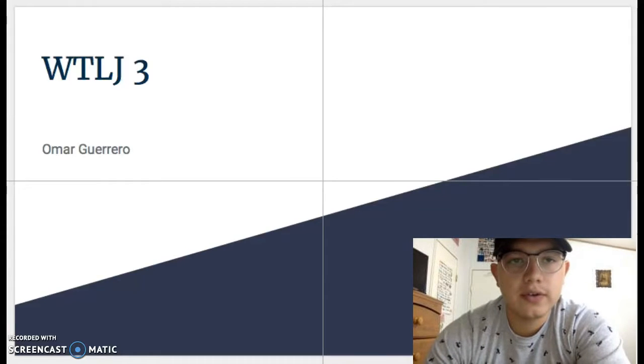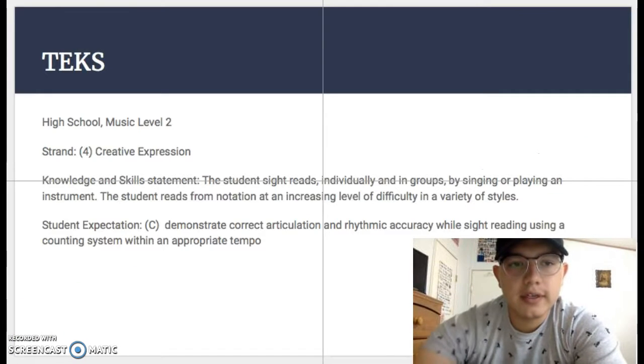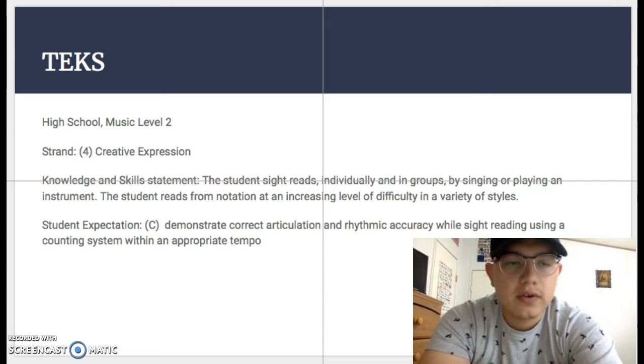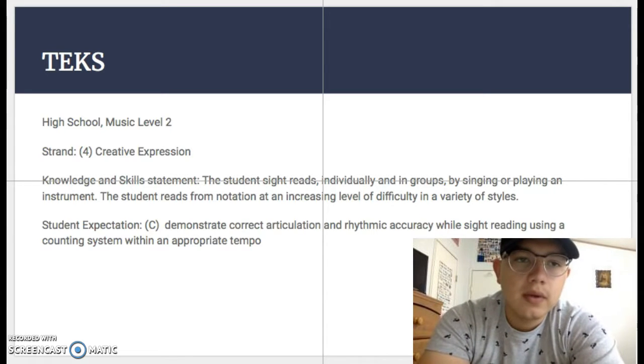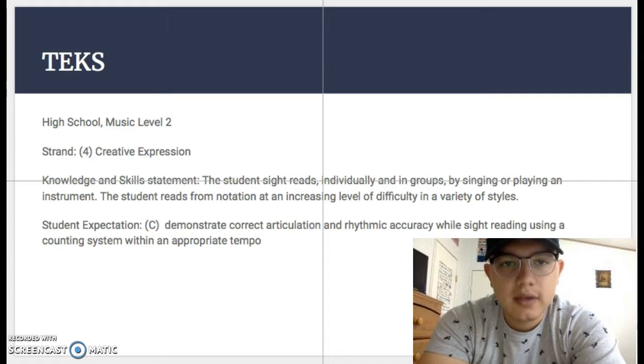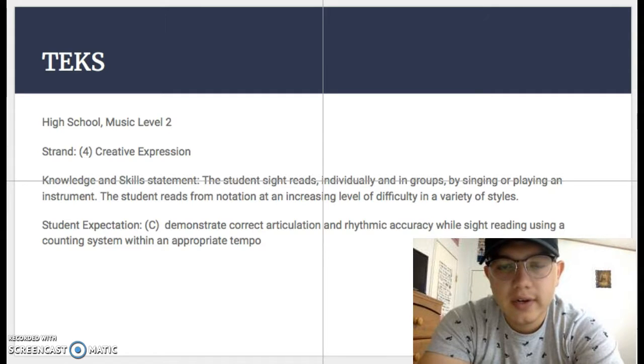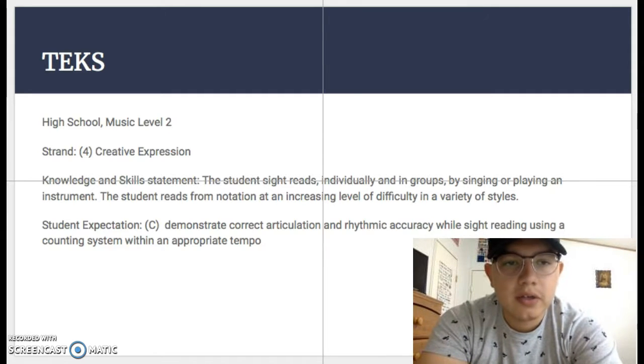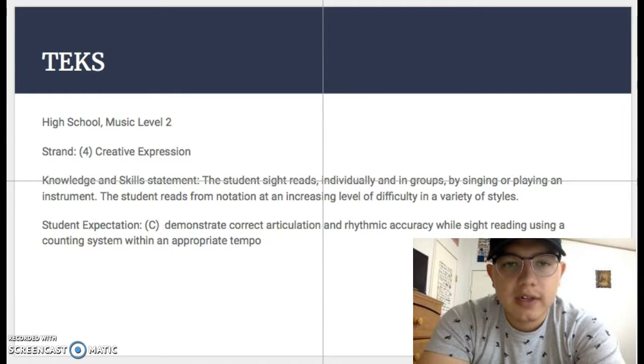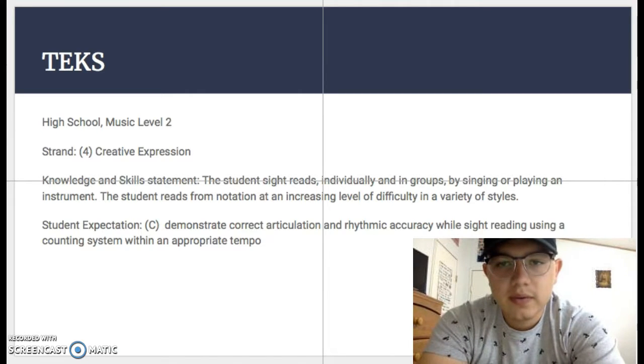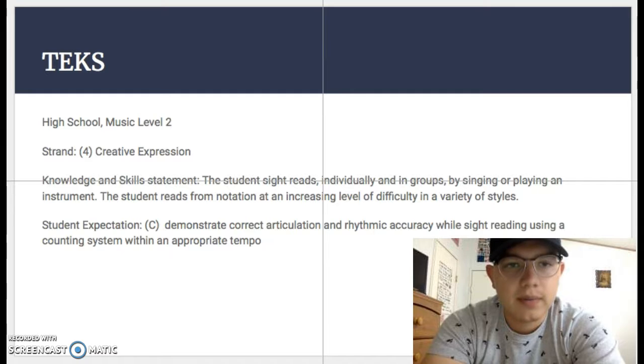Alright, this is the Writing to Learn Journal 3 from Chapter 3. The TEKS I chose is for high school, music level 2. The strand is creative expression. The knowledge and skill statement is the student sight reads, individually and in groups, by singing or playing an instrument. The student reads from notation at an increasing level of difficulty in a variety of styles. And the student expectation is to demonstrate correct articulation and rhythmic accuracy while sight reading using a counting system within an appropriate tempo.